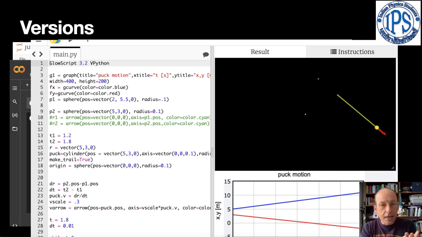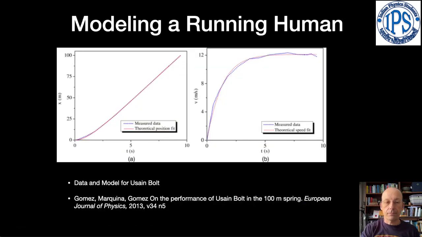Okay, so that's my introduction to numerical calculations with Python. Now let's use it to do something with the real world. Remember, the title of the talk was stuff about the real world. So we've got to do real world things. This is a graph of something that you may have seen before, and this is actually from a paper from the European Journal of Physics looking at human sprinters.